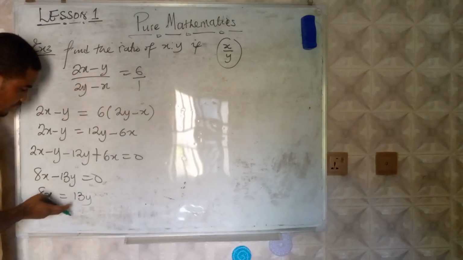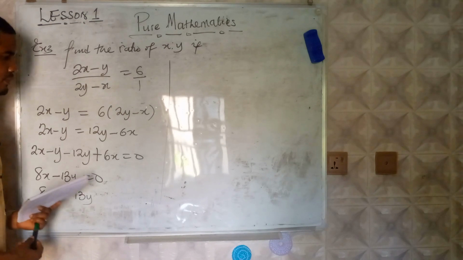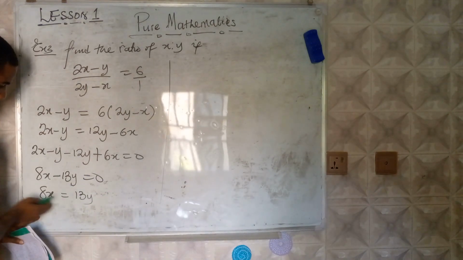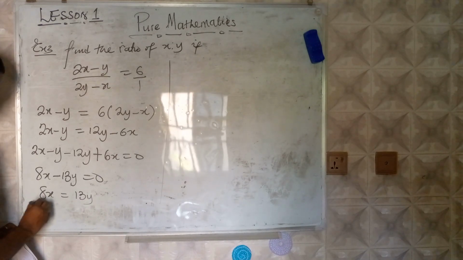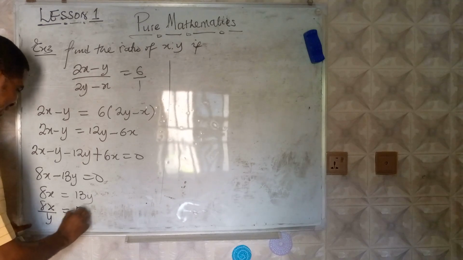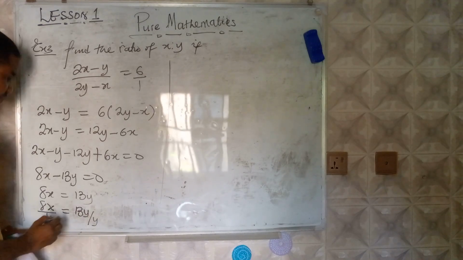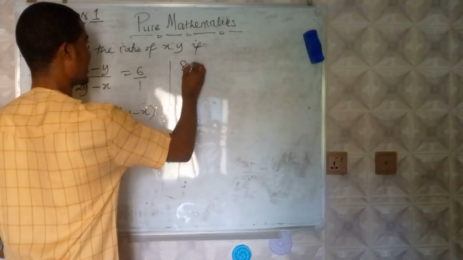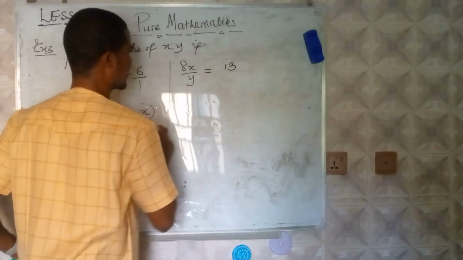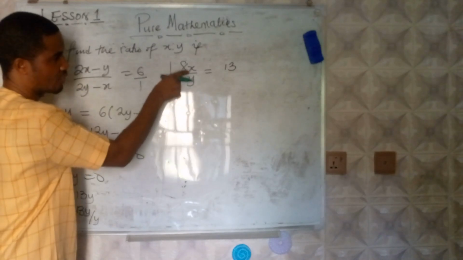So for me to get x over y, at this point, divide both sides by y. I'm going to be having 8x over y equals to 13y over y. This will produce 8x over y equals to 13. So I'm beginning to see that x over y here.